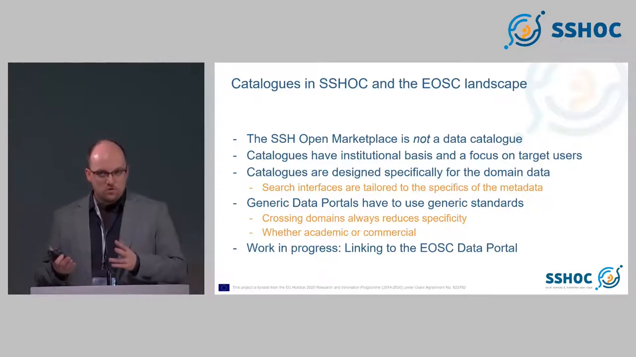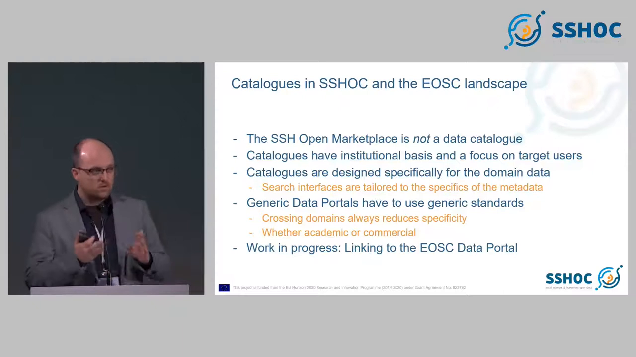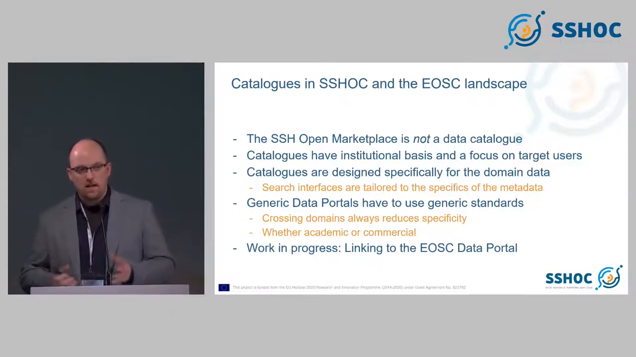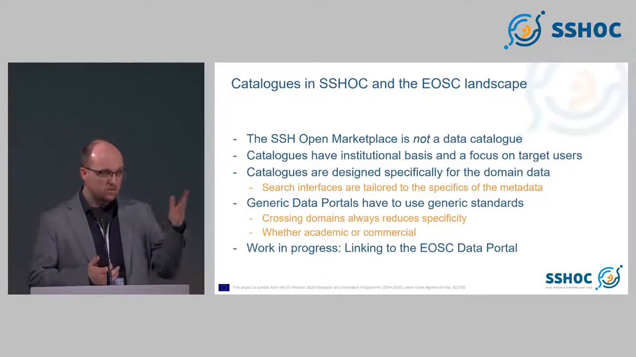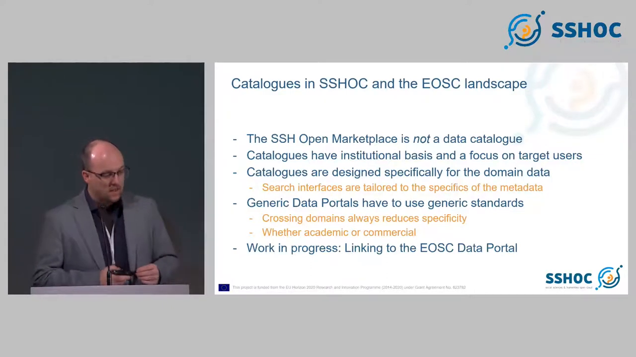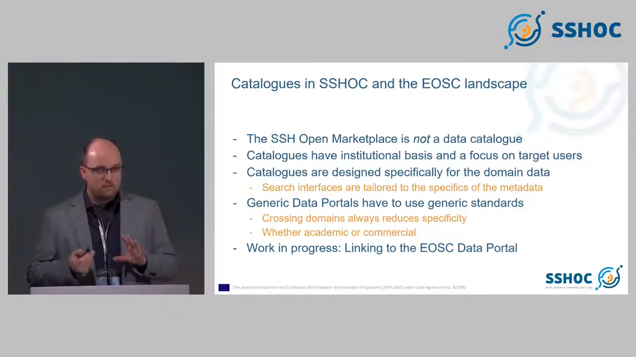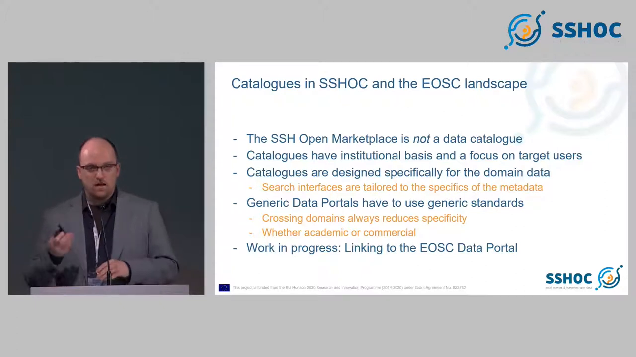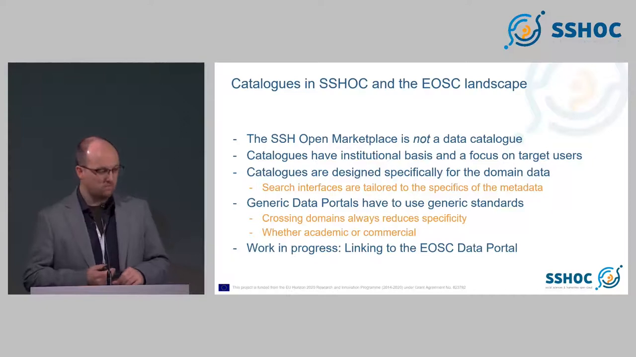Our catalogs usually have an institutional basis, whether that's the actual institution holding the data or it's the broader network disseminating the data. We were talking about aggregators already. And these catalogs are usually defined specifically for the domain they're designed for, the data they hold coming from specific domains. And that's also reflected in the search interfaces that have filters that are very specific to the kind of data that we hold there.